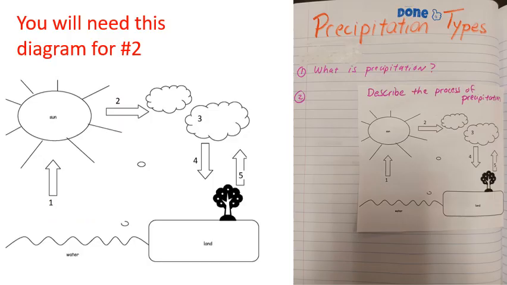Now, you're going to need this diagram here for number 2, and this you should have picked up as you came in to the classroom today. And you see how we're going to arrange it in our notebook, and we're going to use this space over here beside it to describe the process of precipitation. What has to go on in order for us to get precipitation?